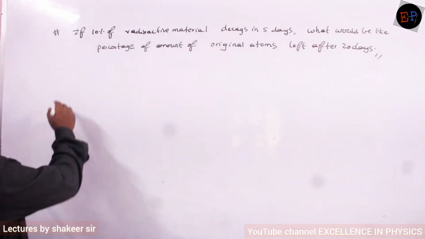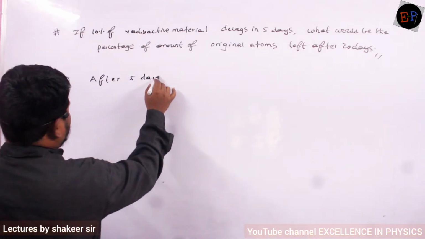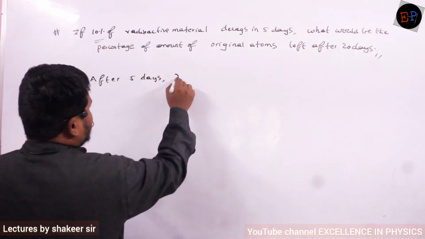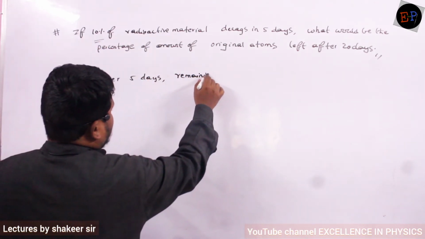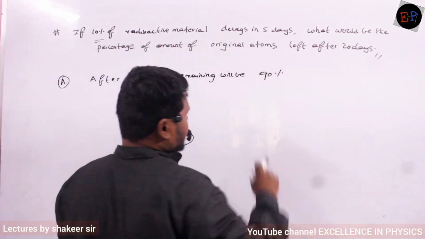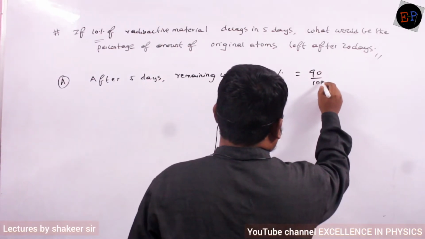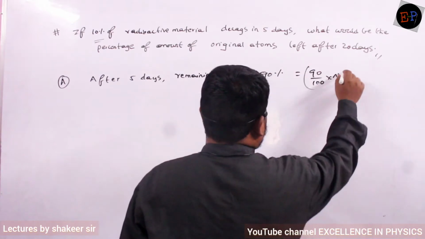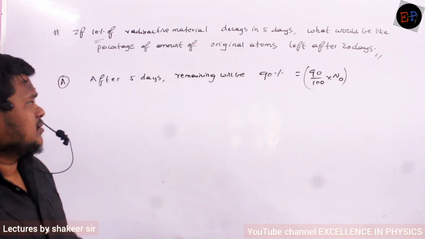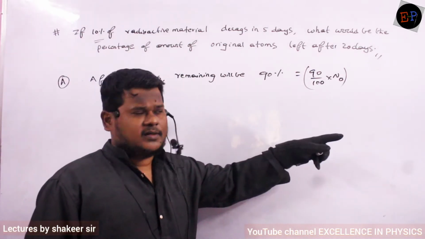Okay, so let us see. After 5 days, is that clear? So how much percent have disintegrated? 10%. It means the remaining will be how much? 90%. That's all. 90%, how can I write? I can write 90 by 100 multiplied by n naught. Can I write like this? So after 5 days, 10% has disappeared, that is 10% have disintegrated, and 90% have not disintegrated.